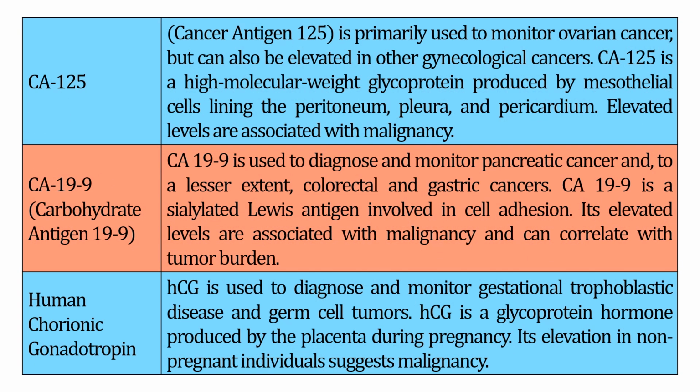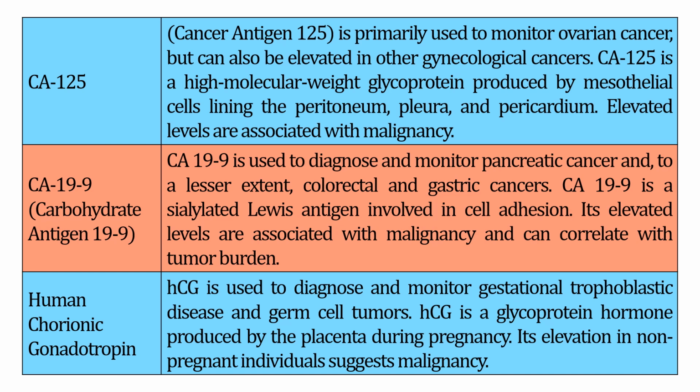Cancer antigen 125 is primarily used to monitor ovarian cancer, but can also be elevated in other gynecological cancers. CA125 is a high molecular weight glycoprotein produced by mesothelial cells lining the peritoneum, pleura, and pericardium. Elevated levels are associated with malignancy.